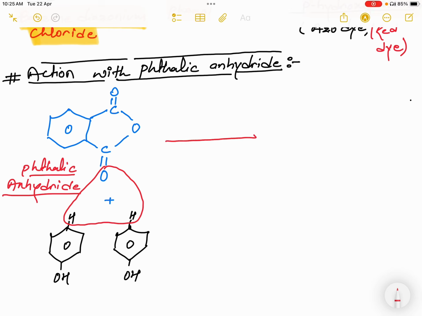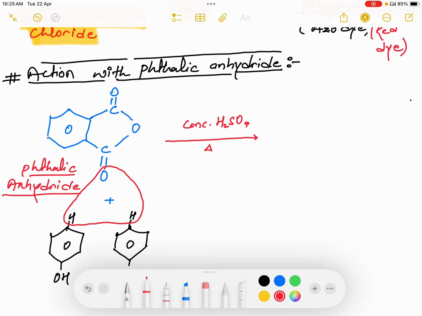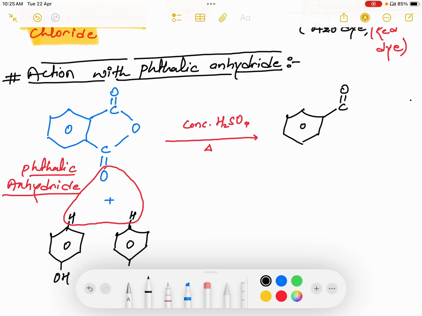So this basically takes place in the presence of conc H2SO4 because it's a dehydrating agent, and we need to heat it. What will form there? The product will look something like this. The benzene will remain as it is. This carbonyl group will remain as it is. This carbonyl will not have the double bonded oxygen. Now it is being connected with two phenolic groups. Instead of the double bond O, there will be two phenolic groups added to it. And this is the structure of your phenolphthalein.